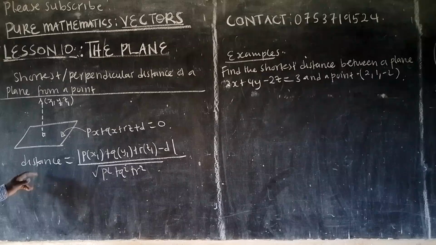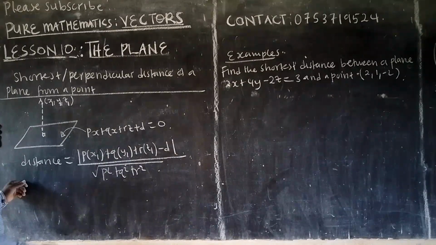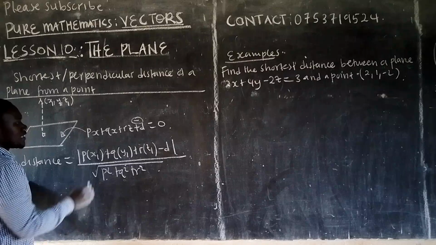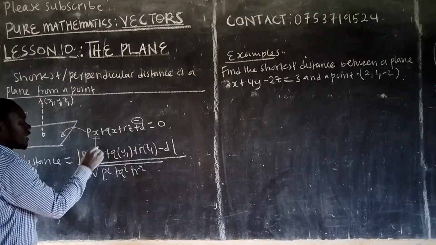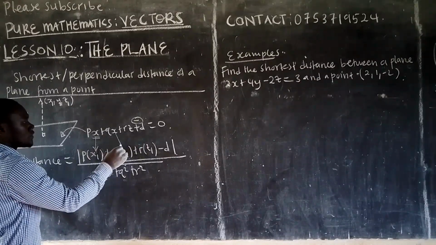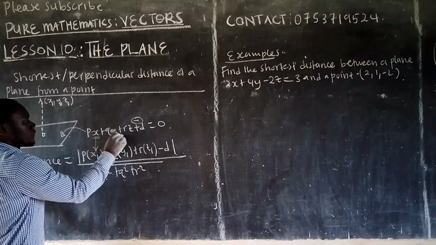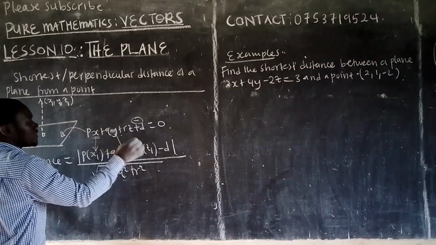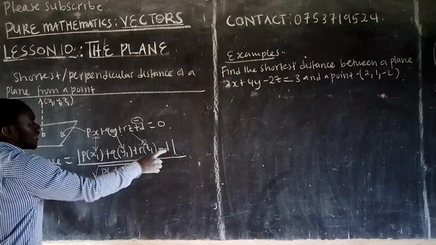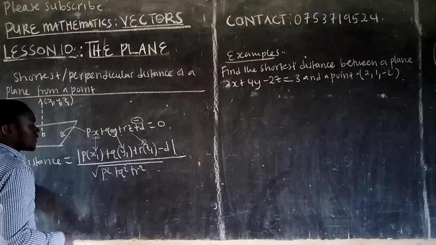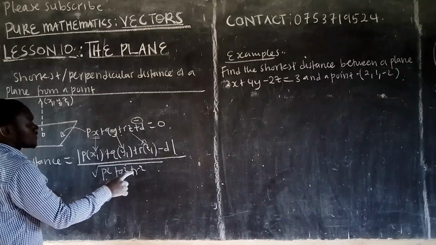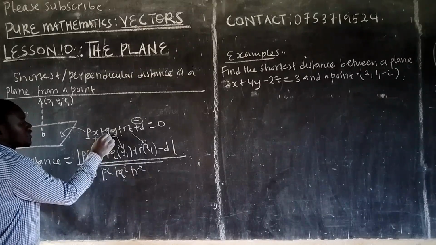So distance is equal to, what they've altered here is they put minus. Where there was x, they put x1. Where there is y, they put y1, which is for the point A. Where there is z, they put z1. Then minus d, d is a constant of that plane. Then over the square root of p squared plus q squared plus r squared. They square this, they square that, they square that.